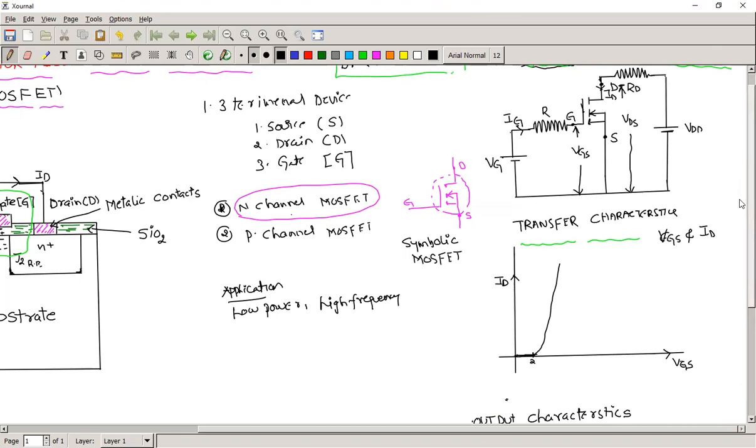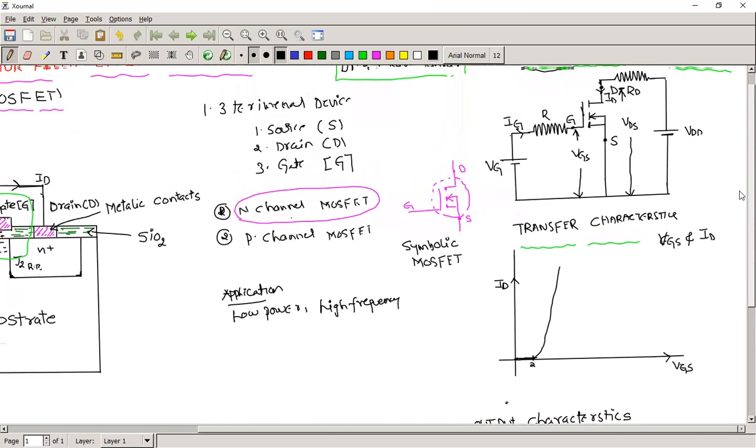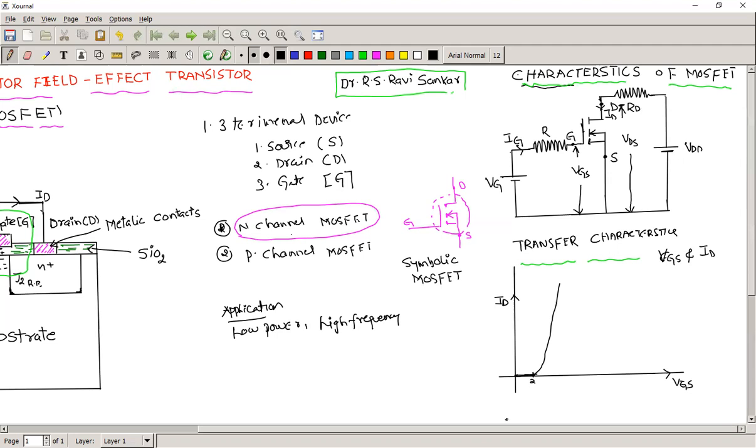In case of output characteristics, it is a curve drawn between the drain to source voltage and the drain current at a given value of gate voltage. Suppose now we are fixing this gate voltage at a small value. Now we are changing this voltage, and we are going to measure this current.